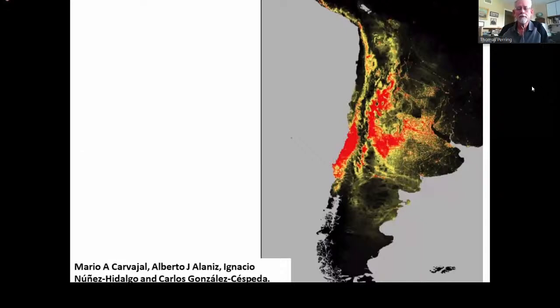Let's look at Chile. I picked three locations within the red zone in Chile. This is a southern location, more of a location around Santiago, and then one a little bit north of that. Chile's got a much smaller climate matching zone than California does.